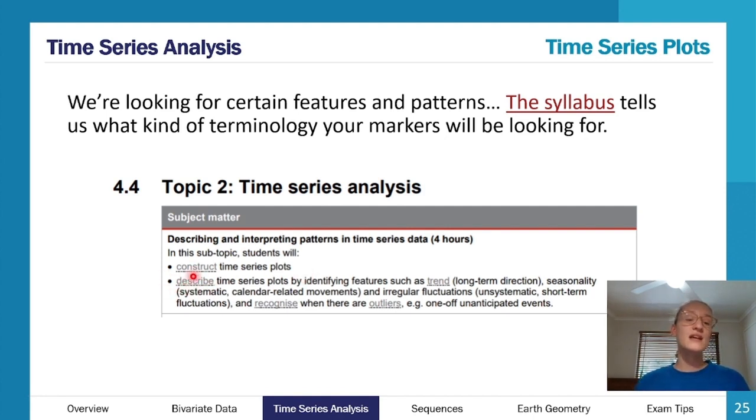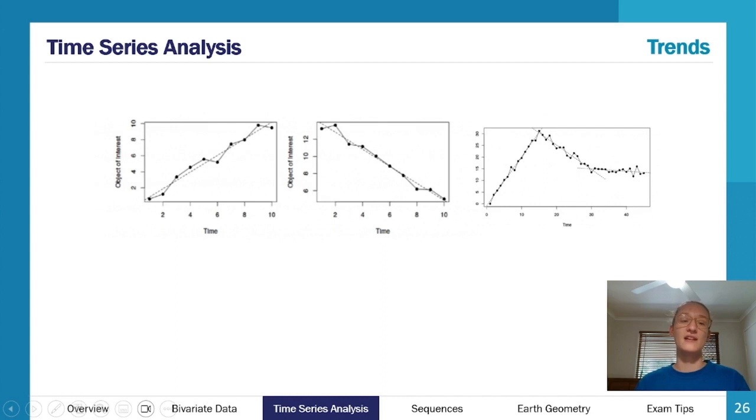And then this next dot point is saying you need to be able to describe time series plots. And this tells us what kind of language they're going to be looking for by identifying features such as trend, which is like a long-term direction, so a long-term increasing or decreasing trend. Seasonality, which is like systematic calendar-related movements. We're going to define all these in a little bit more detail shortly. Irregular fluctuations, which is unsystematic short-term fluctuations, and recognized outliers, which are once-off unanticipated events.